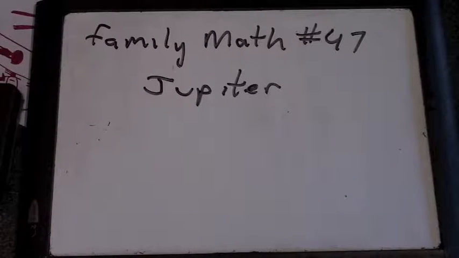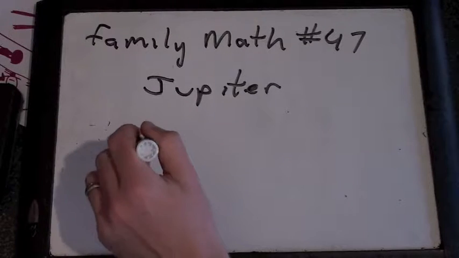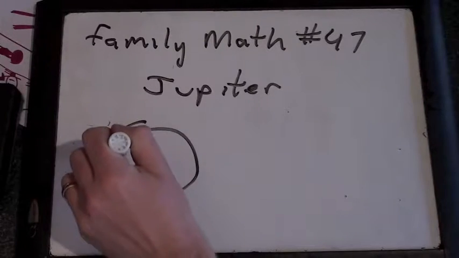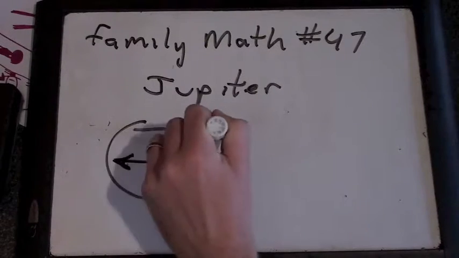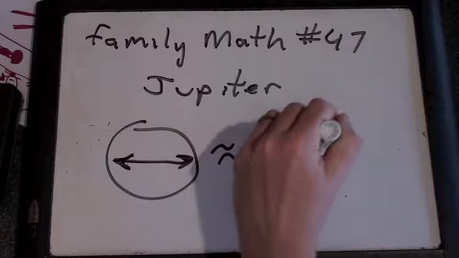Family Math number 47. Today we're going to talk a little bit about Jupiter, which we've talked about before in Family Math, but it's kind of fun to talk about Jupiter. We went to a talk last night, and in the talk, they said that the distance across Jupiter is about 11 times the distance across Earth.